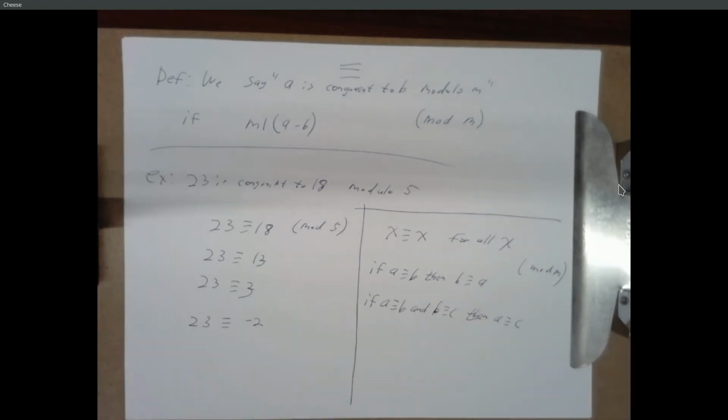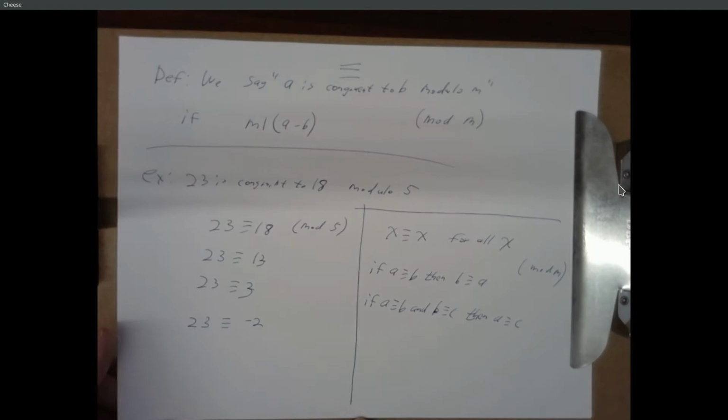We also get if a is congruent to b and b is congruent to c, then a is congruent to c. So there's transitivity, there's commutativity, there's what we call reflexivity, saying x is congruent to itself. How do we know that this third thing is true? If a is congruent to b and b is congruent to c, then a is congruent to c.